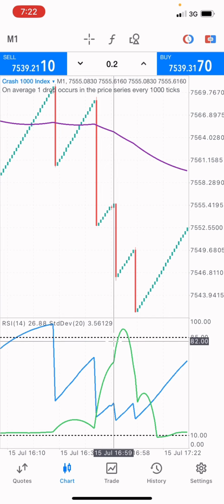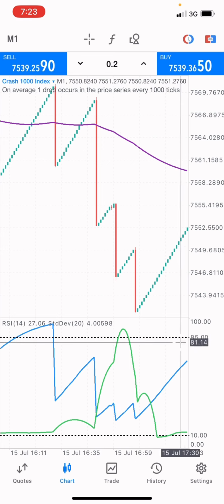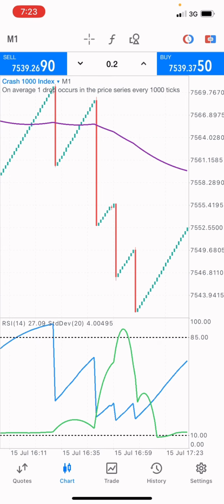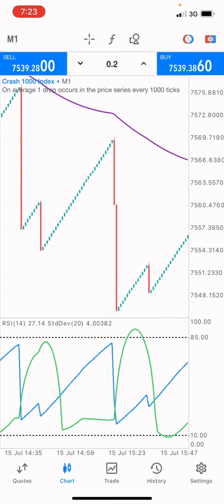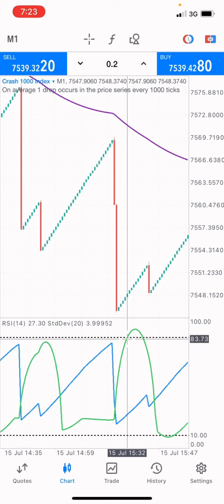Is that the point you want to take your entry? You see, before it crosses, it spikes. So after it spikes, you take your 4 candles when it crosses the level of 85. If you can see right here at this very point, it crosses.